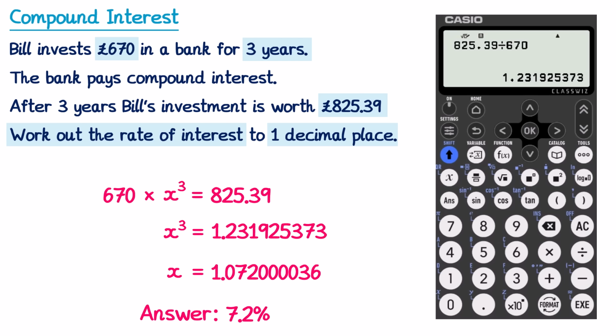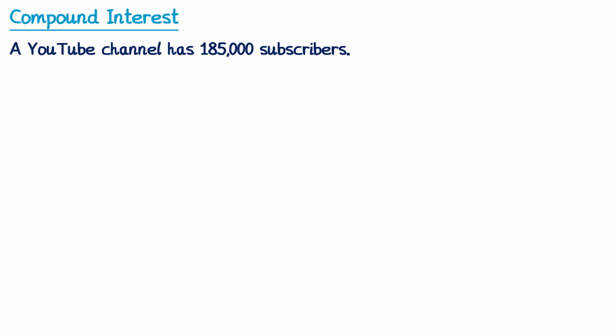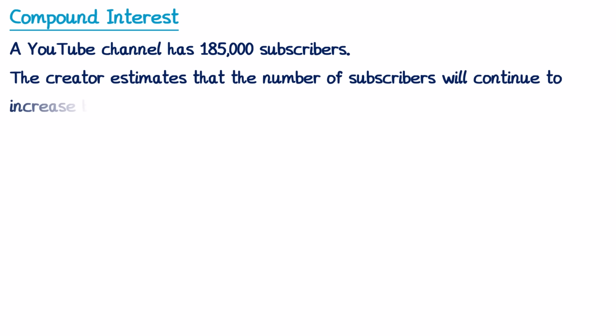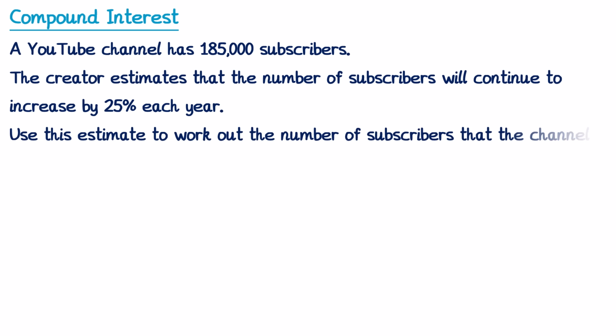So far in this video, we've looked at simple interest and compound interest. Compound interest is actually a specific example of another topic called repeated percentage change. Repeated percentage change does come up in exams, so let's have a look at two of these, and you'll see it's very similar to the calculation for compound interest. In this question, we're told that a YouTube channel has 185,000 subscribers. The creator estimates that the number of subscribers will continue to increase by 25% each year. Use this estimate to work out the number of subscribers that the channel will have in 4 years' time.